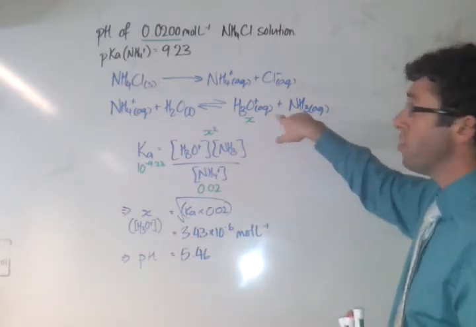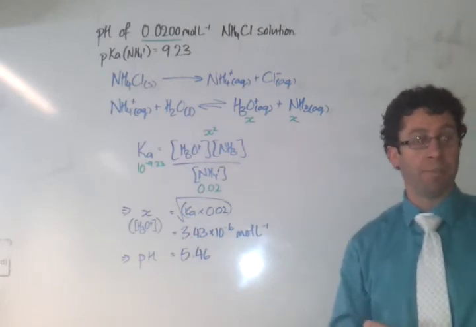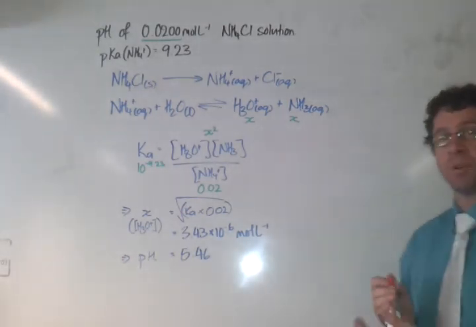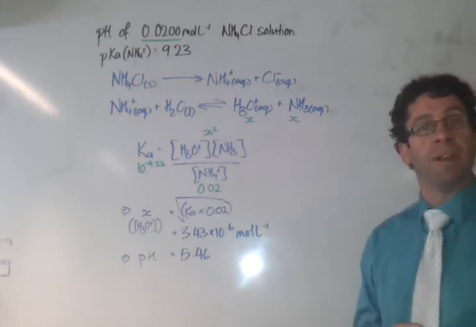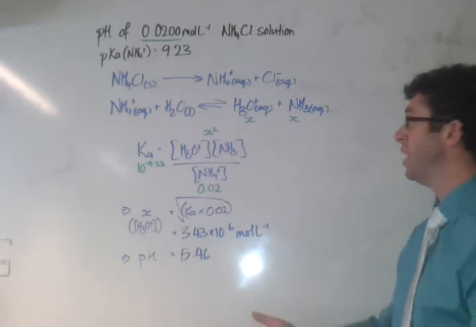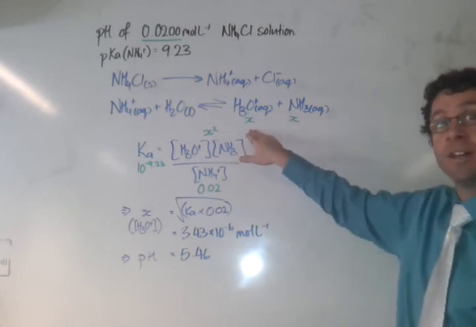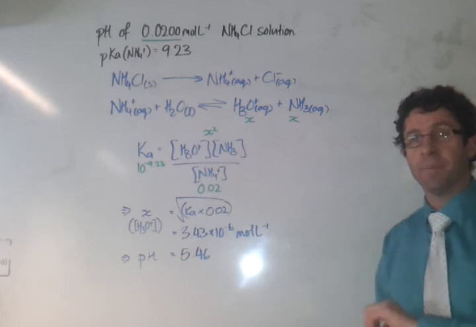If this had made hydroxides, I'd work it out the same way as doing a weak base. So if you need to check how that's done, go back to a previous video on that. A good example of that could be sodium ethanoate, where the ethanoate ion makes ethanoic acid molecules plus hydroxide. So therefore you have to treat that as a weak base in that particular case.